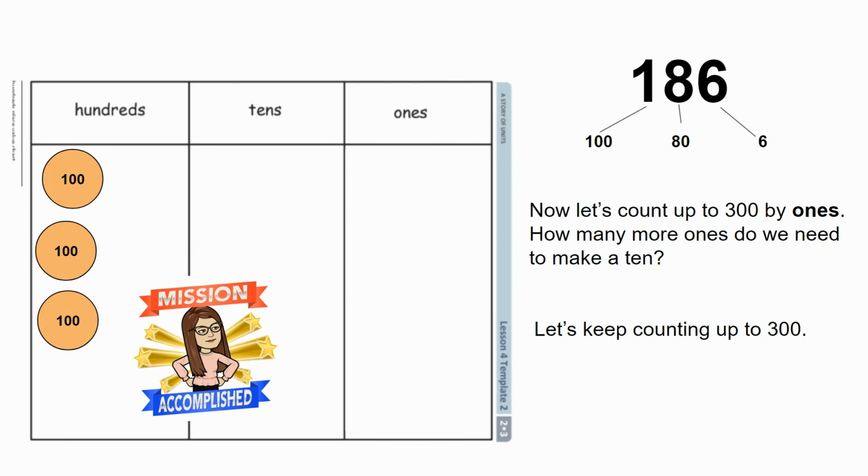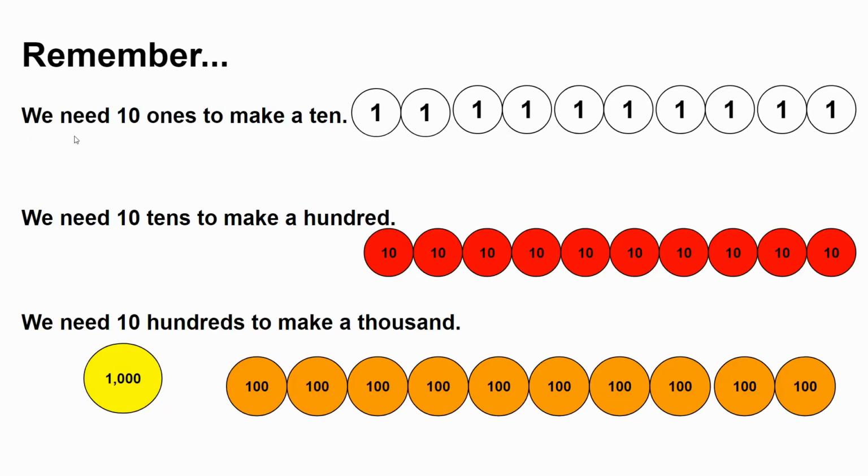We now have 3 groups of 100 place value disks. We made it from 186 to 300, counting by ones. Let me just breathe. Remember, we need 10 ones to make a 10. We need 10 tens to make 100. And we need 10 hundreds to make 1,000.